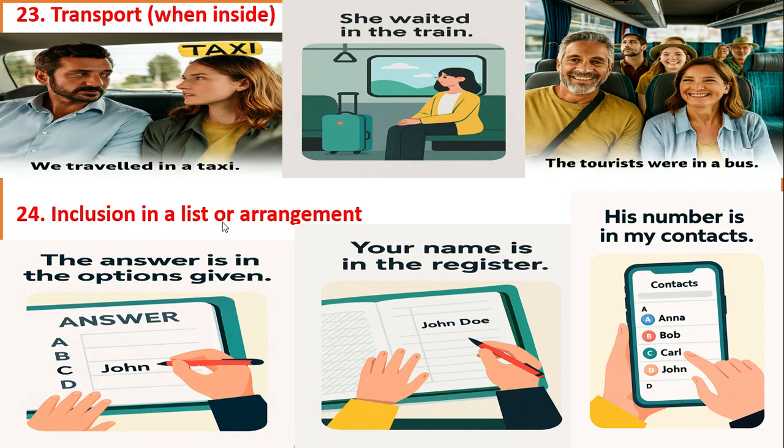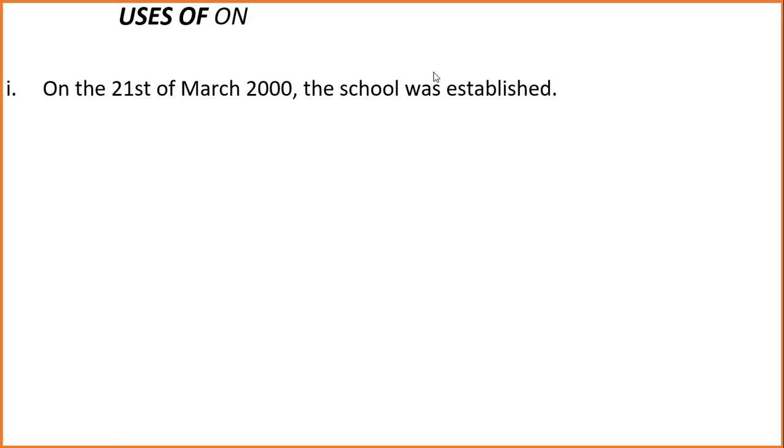Now, inclusion in a list or arrangement. When we include something in a list or arrange something, we use the preposition "in". The answer is in the options given. Your name is in the register. His number is in my contacts. So that's all for today.